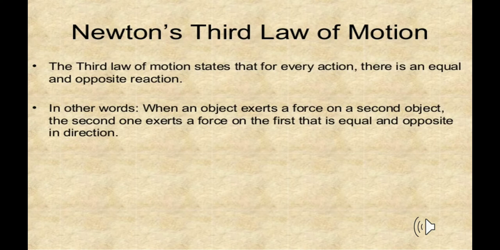Now, if there are two bodies, obviously the two bodies will have mass. Mass is the amount of matter contained in the bodies. So if there are two bodies, and one body is applying force on the other body, the other body has to apply force on the first body, which is equal in magnitude and opposite in direction. I hope the definition is clear to you. So let's move to some examples of Newton's third law.